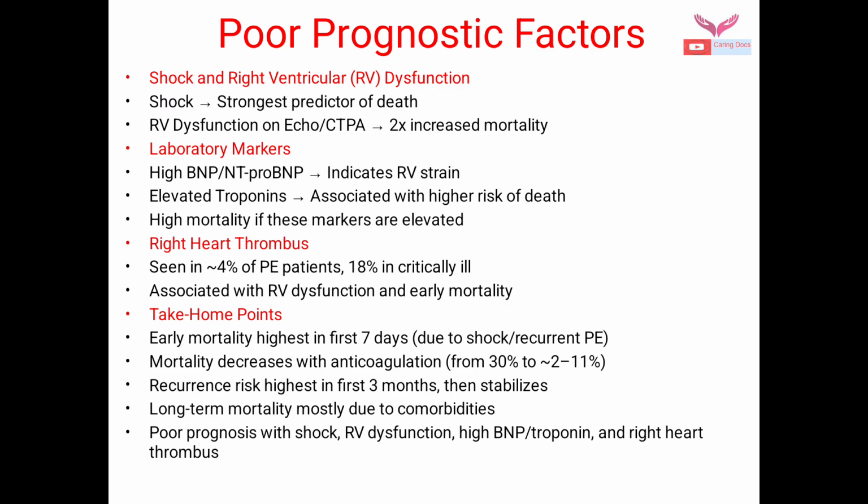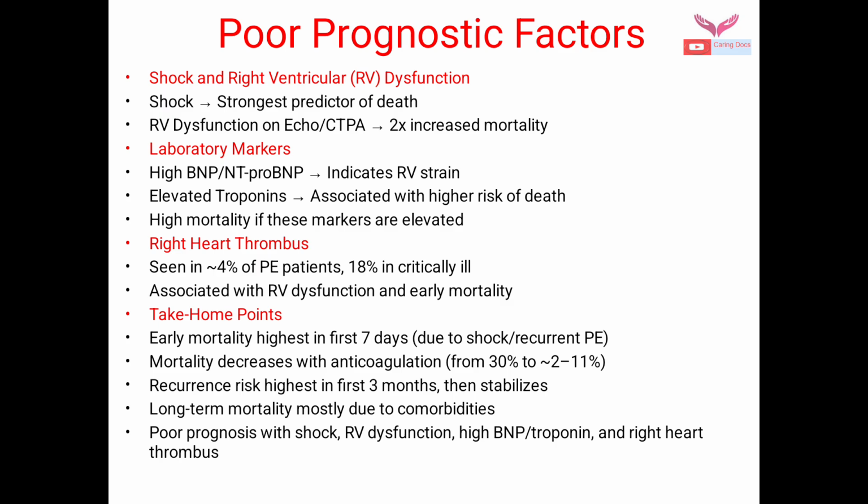High right heart thrombus is seen in 4% of pulmonary embolism patients, and in 80% of the critically ill, and it is associated with right ventricle dysfunction and early mortality. The take home points are: early mortality is highest in the first 7 days due to shock and recurrent pulmonary embolism. Mortality decreases with anticoagulation from 30% to 2 to 11% if treated early.